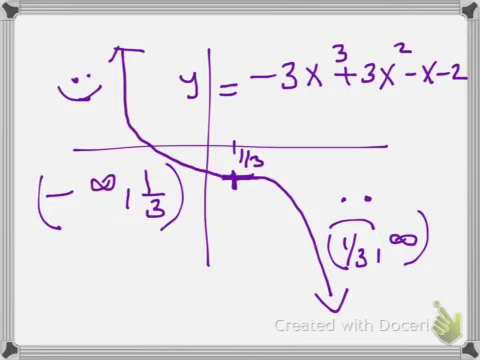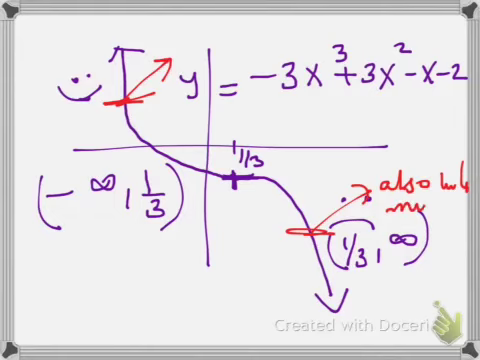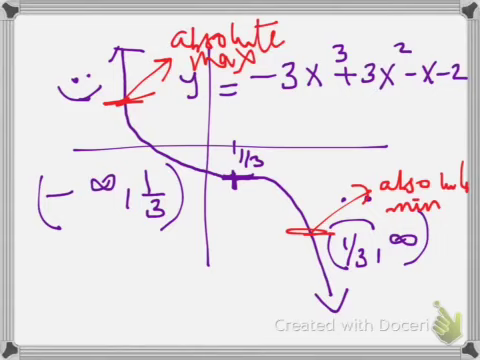If I restrict the interval, let's say from here up till here, then whatever the endpoints are, this endpoint becomes the absolute max and this endpoint becomes your absolute min. So it depends on what your interval is. The highest value is your absolute max and the lowest value is your absolute min.